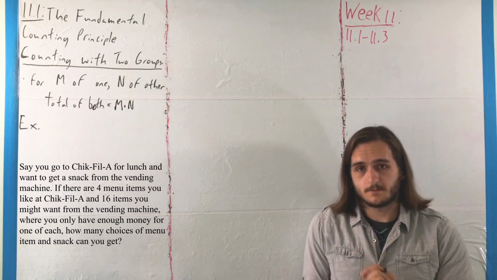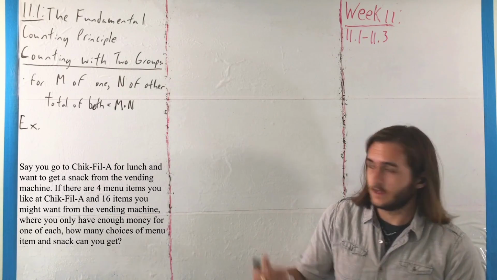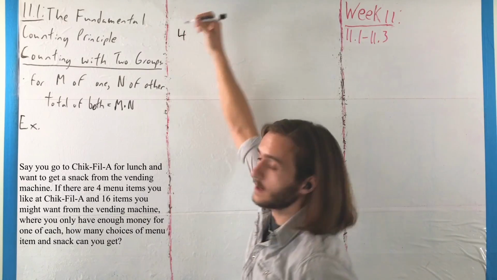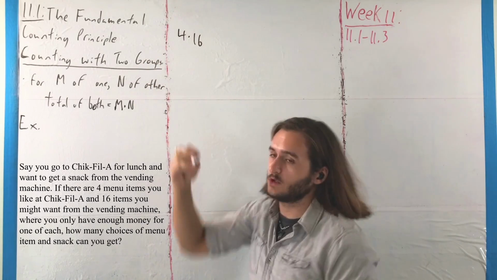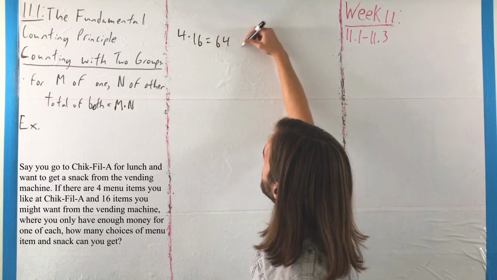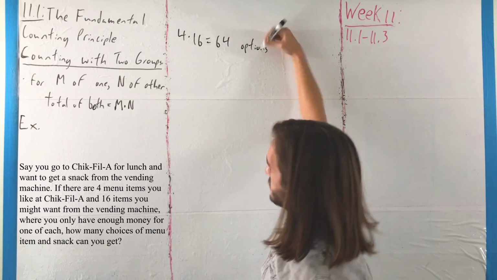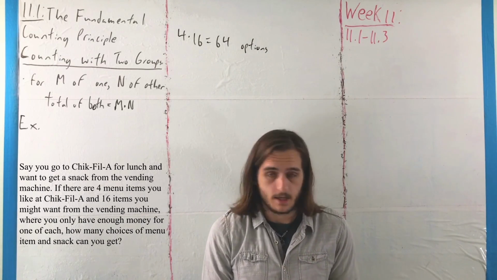So for this, we have to understand that from Chick-fil-A, we have those 4 options, and from the vending machine, we have those 16 options. So if you want to get the total, you just take 4 times 16, which in this case would give us 64 total options. Pretty easy here. And it's not that much more complicated generally.